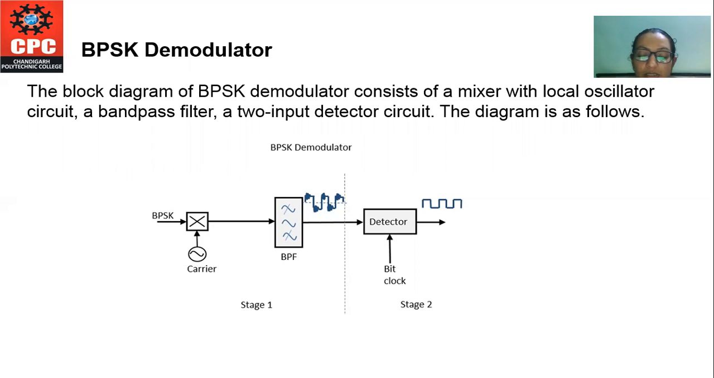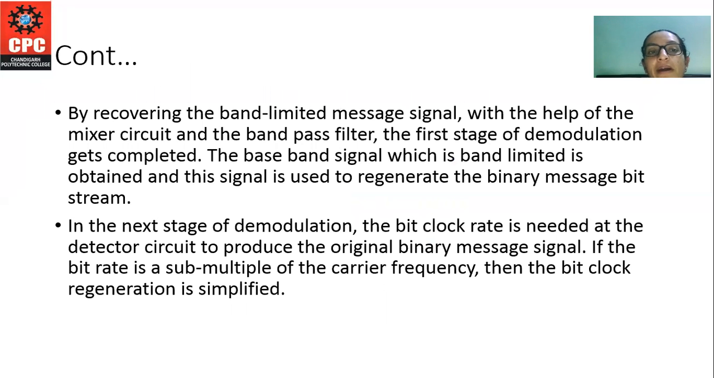BPSK cannot be detected non-coherently because the envelope of the BPSK signal is the same for both symbols, 1 and 0, and a single carrier frequency is used for the modulation process. By recovering the band limited message signal with the help of the mixer circuit and bandpass filter, the first stage of demodulation gets completed.